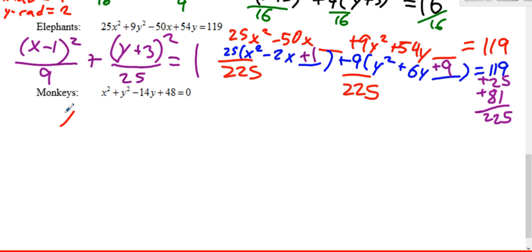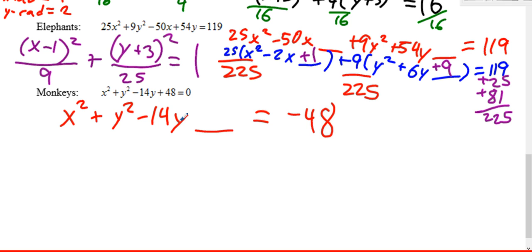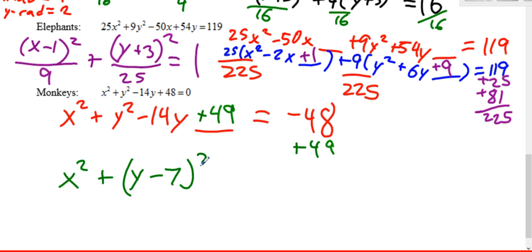Last, we've got the monkeys, which, fortunately, is a shorter problem because there's nothing to complete the square for the x. Move the 48 over. There's no number to factor out from the y, so that's also good. Half of 14 is 7. 7 squared is 49, so add 49 to both sides. Factor the y's, that's (y minus 7) squared equals 1.